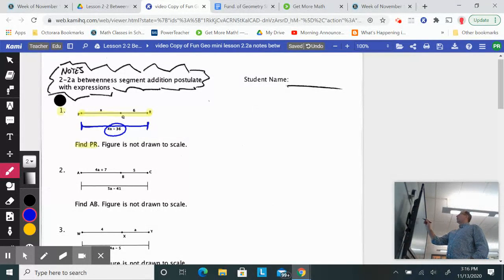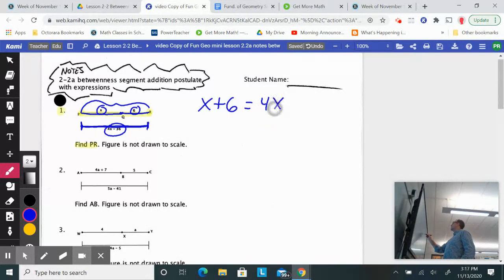Then on the actual segment from P to Q, because Q is in between P and R, that distance is x, and then from Q to R, that distance is 6. So together that means x plus 6, that distance has to equal the distance 4x minus 36. They set up an equation. And then like you did back in algebra, you just solve for the variable.